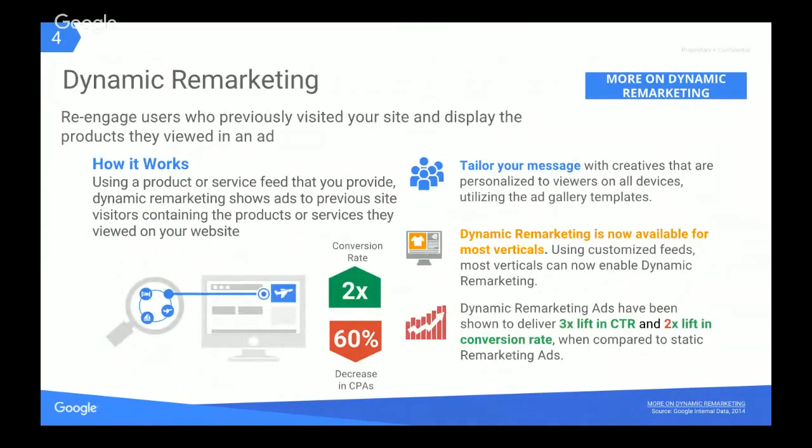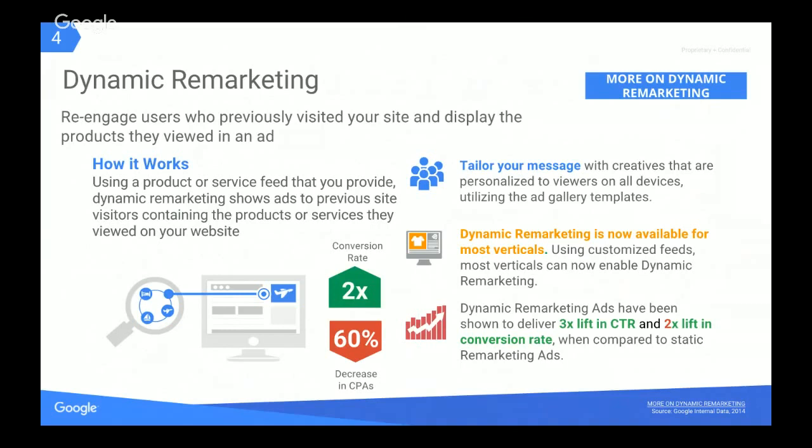Let's look at dynamic remarketing. Re-engage users who previously visited your site and display the products they viewed in an ad. Well, how does this work? Using a product or service feed that you provide, dynamic remarketing shows ads to previous site visitors containing the products or services they viewed on your website.